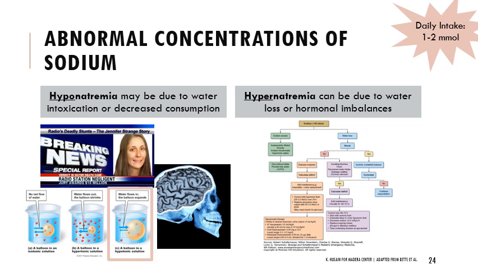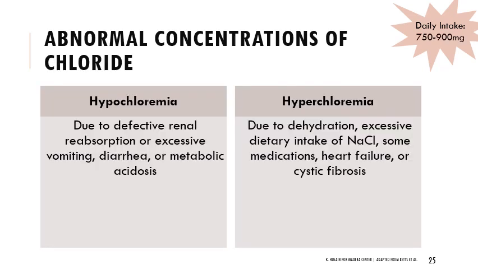Hypernatremia is due to generally water loss, so the opposite of water intoxication, or hormonal imbalances. And so there's kind of a diagram here for causes and diagnosis of hypernatremia. So the recommended daily intake of chloride is 750 to 900 milligrams. If you have very low levels of chloride, hypochloremia, that might be due to defective renal reabsorption. So you're passing out too much chloride in the urine, you're excreting it and not reabsorbing it, or excessive vomiting, diarrhea, or metabolic acidosis. Those can all cause hypochloremia.